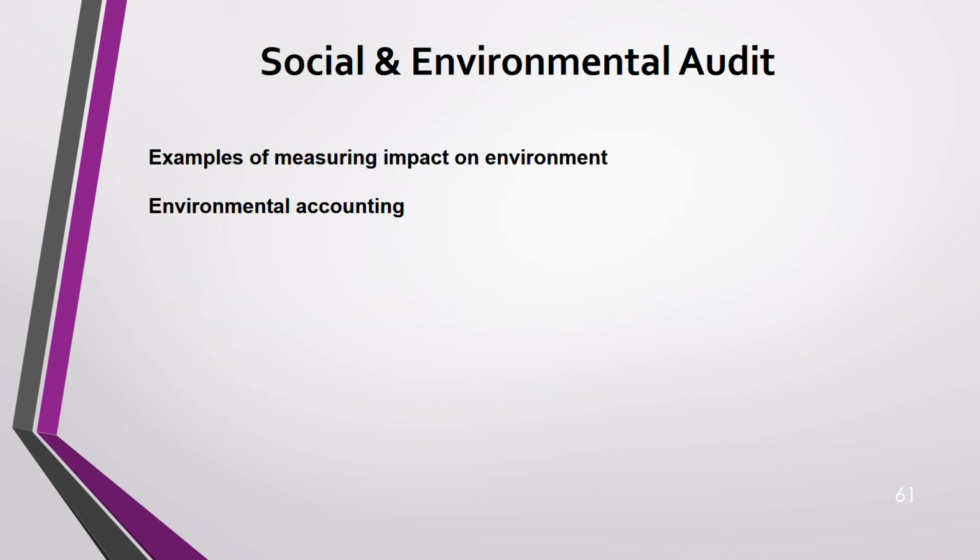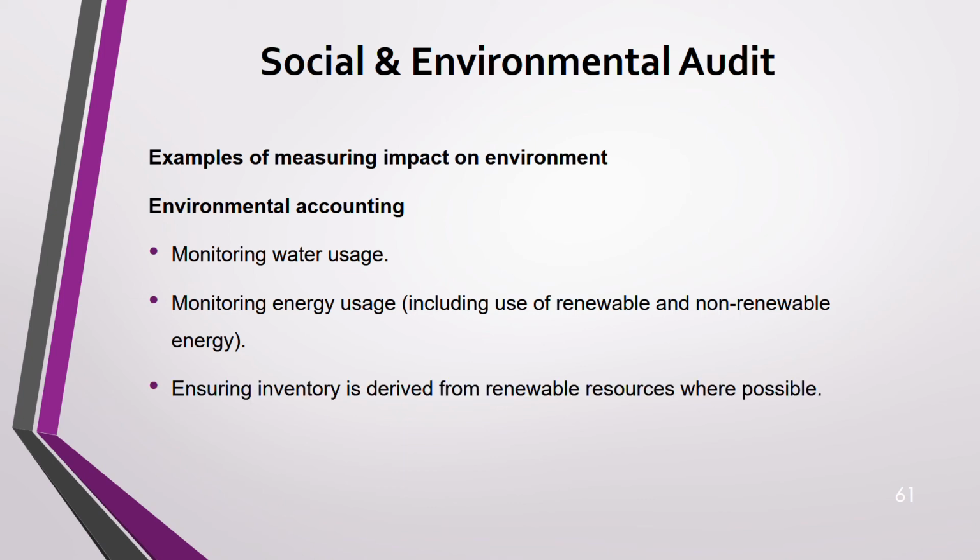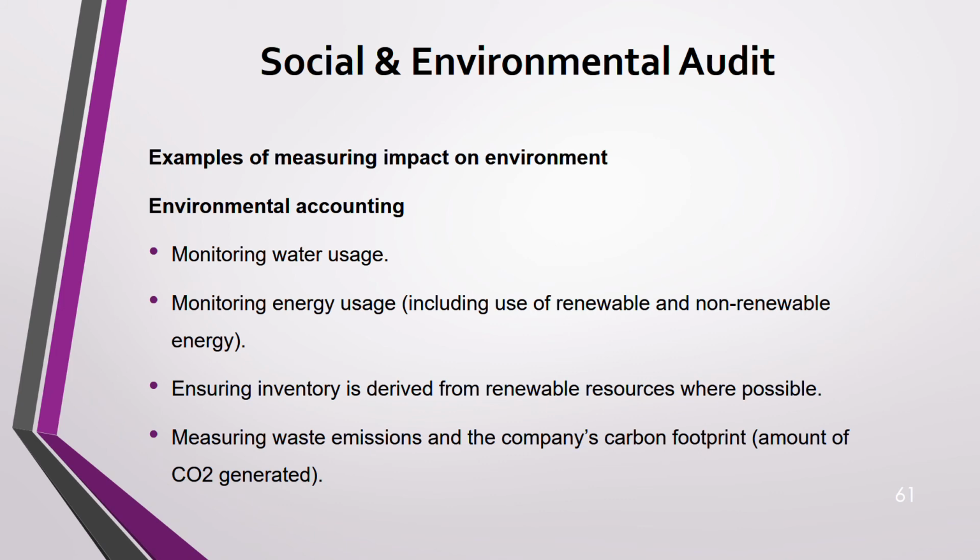Now, environmental accounting. There are some impacts to measure. Examples of measuring impact on the environment. For example, you can monitor the water usage. You can say how much water you have used. Then you can monitor energy usage, for example, how much non-renewable and how much renewable energy you have used. Third, inventory: how much inventory has been derived from renewable sources compared to non-renewable. You can measure waste emission and also the company's carbon footprint. That means the amount of CO2 generated.